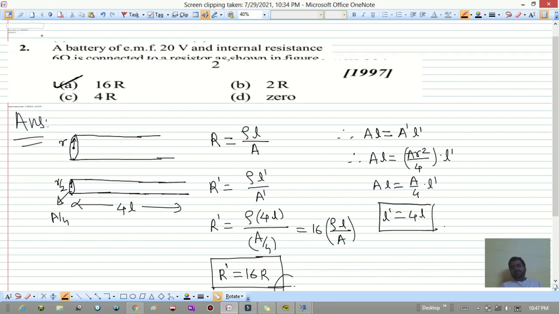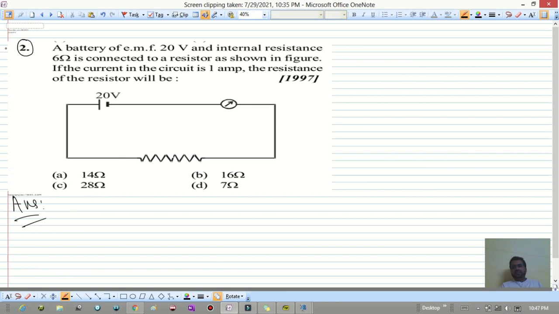Chalo, the next question, the second question, came in a 1997 competitive examination. Here it is given a battery of EMF 20 volt and internal resistance 6 ohm, connected to a resistance as shown in the figure. If the current in the circuit is 1 ampere, the resistance of the resistor R will be what? That is what we have to find out.